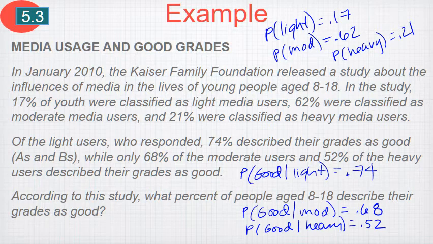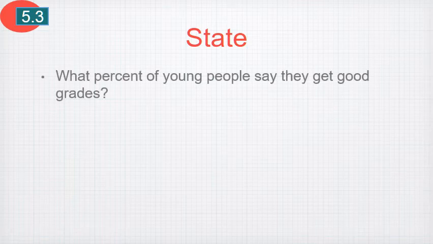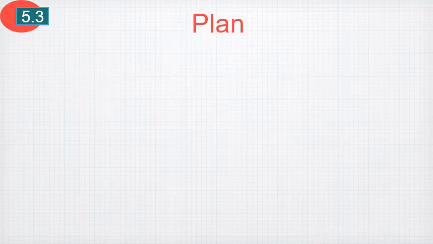That's right, state, plan, do, conclude. So that's what we're going to do. Okay, so state. We literally just state the problem. I would say, what percentage of young people say they get good grades? Hey, it's that simple. Okay, so now we're on the plan part. So we're going to just list what we have. What do we know? That's the great part about plan.